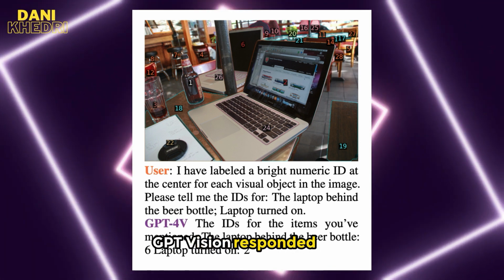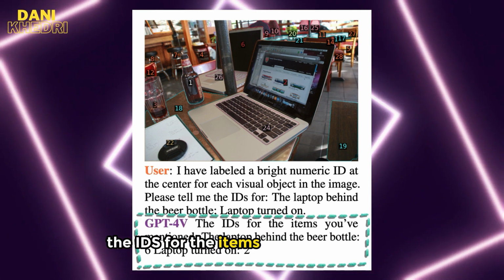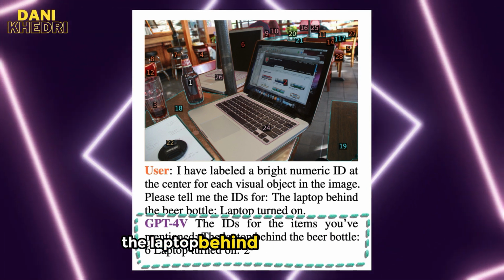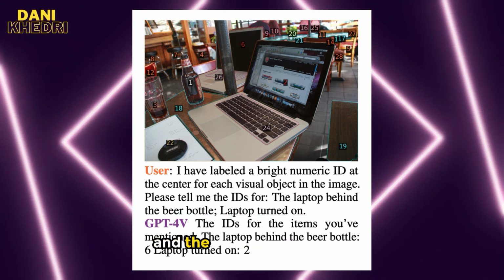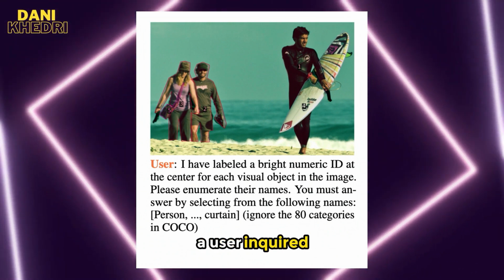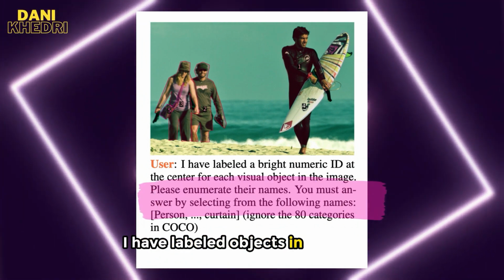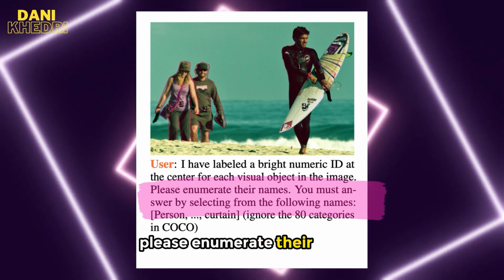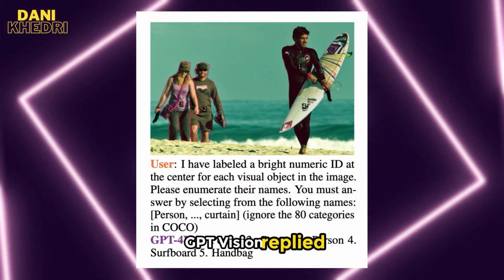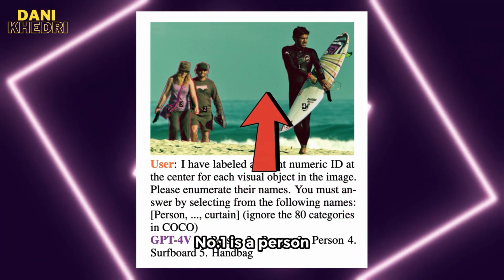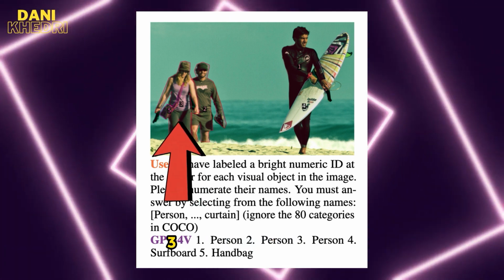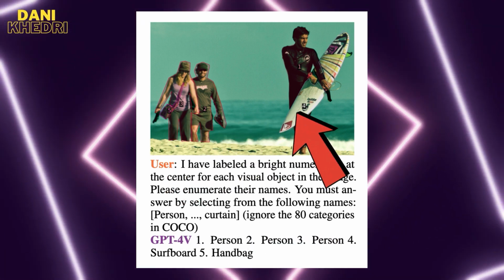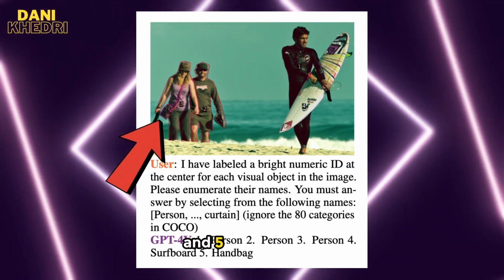GPT Vision responded with the IDs for the items you've mentioned: the laptop behind the beer bottle, 6, and the laptop turned on, 2. In another example, a user inquired, "I have labeled objects in the image. Please enumerate their names." GPT Vision replied, "Number 1 is a person, 2 is another person, 3 is yet another person, 4 is a surfboard, and 5 is a handbag."